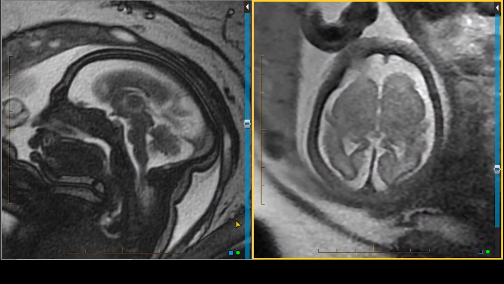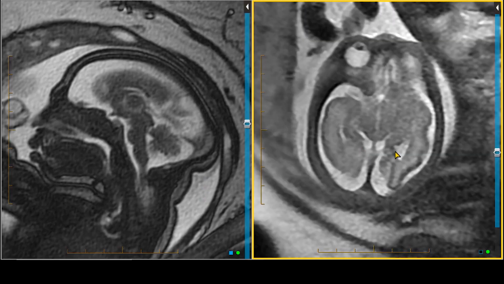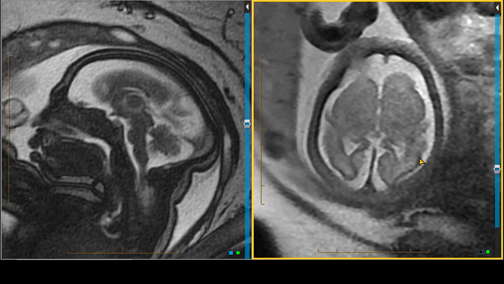This is an MRI performed of a woman who is pregnant, and so the MRI is focused on the fetus itself, in particular the brain. There were questions on the ultrasound about the size of the brain and the features of the brain, and so this MRI was performed. And we can see here posteriorly, we can see some sulcation.